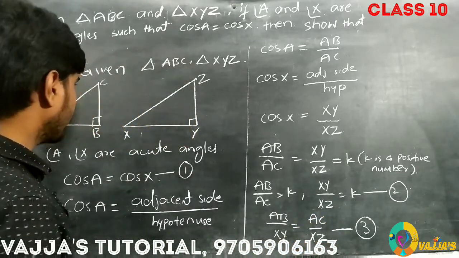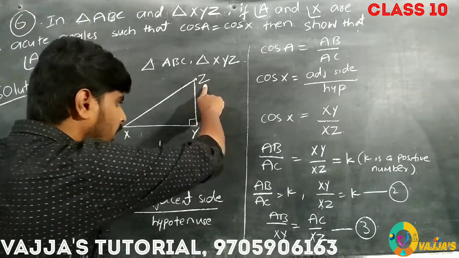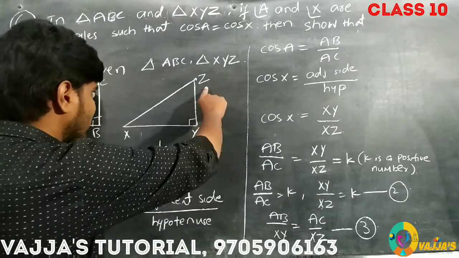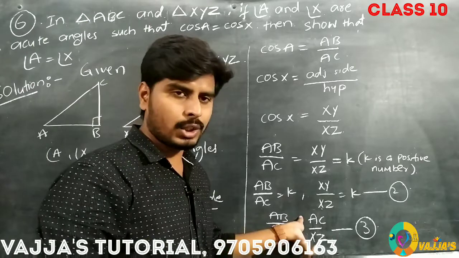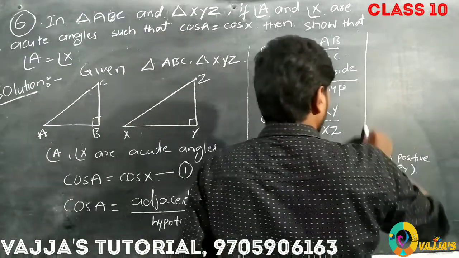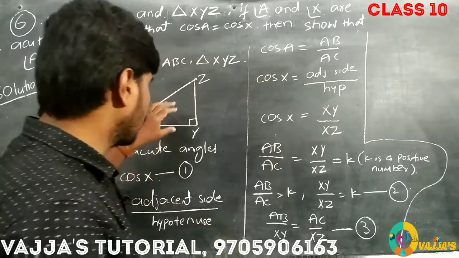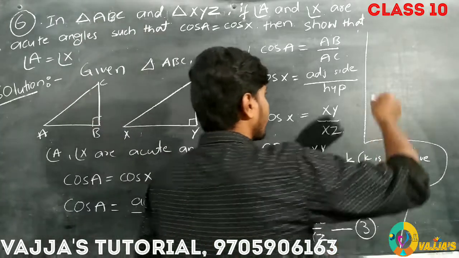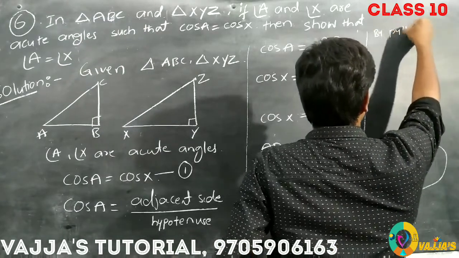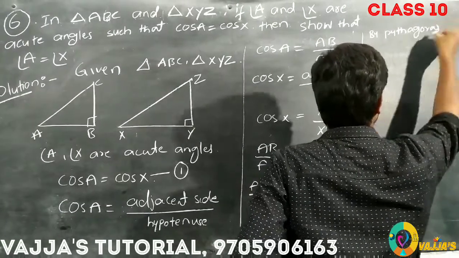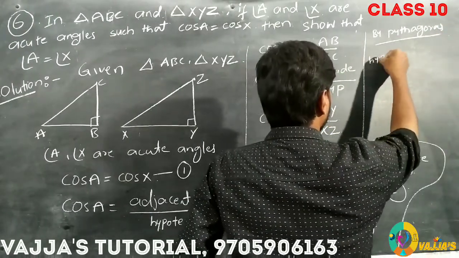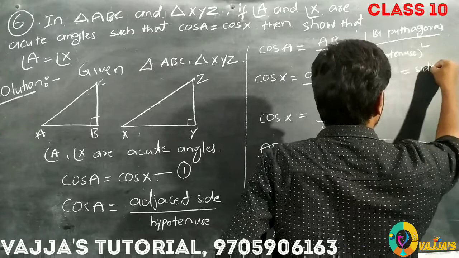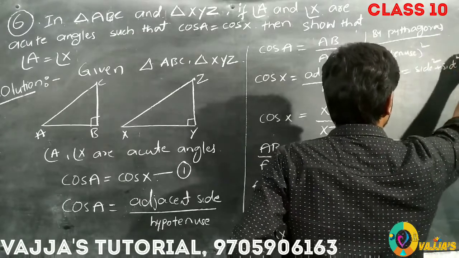So what is the remaining ratio? The BC by YZ ratio remains. We have to prove that the BC by YZ ratio is equal to these ratios. To prove that the corresponding ratios are equal, I am using the Pythagoras theorem. By the Pythagoras theorem, hypotenuse square equals side square plus side square.